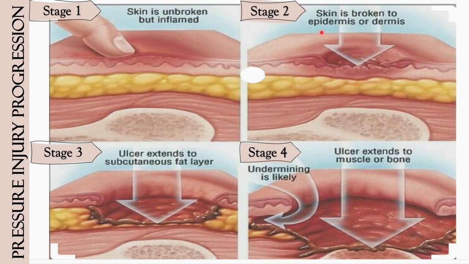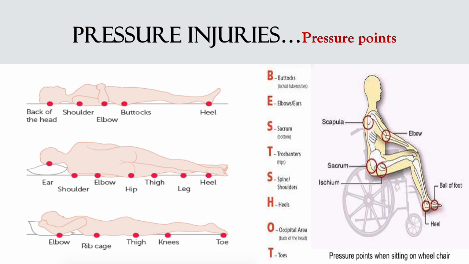The progression of pressure injuries leads to the different stages of pressure injuries. Stage 1, skin is unbroken but inflamed. Stage 2, the skin is broken to the epidermis or the dermis. Stage 3, the ulcer extends to the subcutaneous fat layer. Stage 4, ulcer extends to muscle or bone. This picture here shows the different pressure points for pressure injuries. These are the vulnerable areas that are susceptible to pressure.